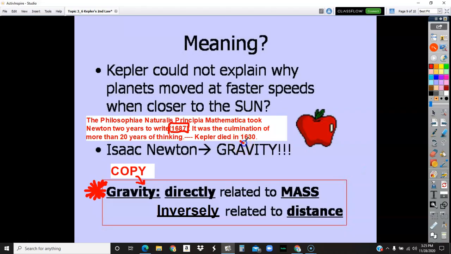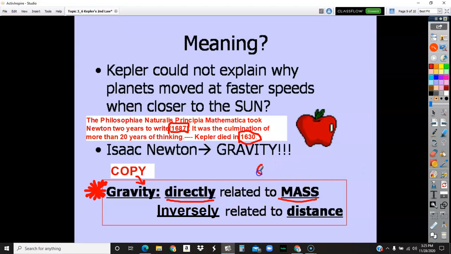Kepler, unfortunately, died in 1630, about 50 something years before the book came out. So again, Kepler didn't know. People would ask him, okay, I know what you're saying, we speed up when we're closer, we slow down when we're further, but why? He couldn't explain why. He didn't know about the force of gravity, which is affected by two things, mass and distance. It's a direct relationship with mass.